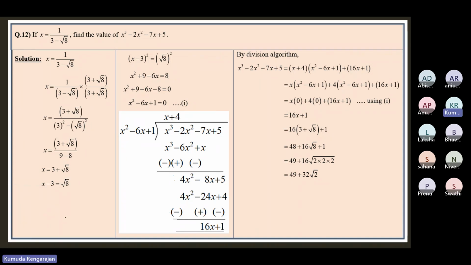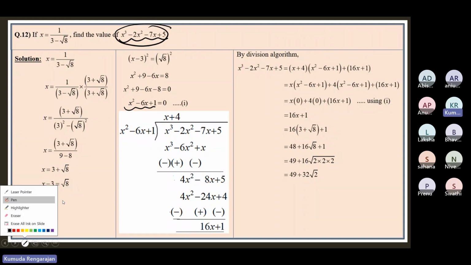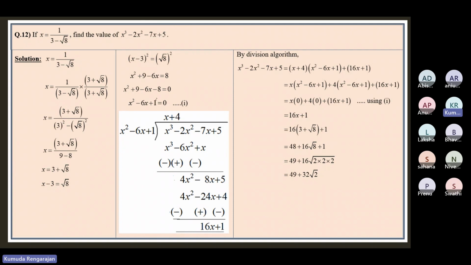Now what to do after this? You want to connect this one and this one through long division, so that you can use the division algorithm and find the value of this. So you're taking this one alone, not equal to 0, as the divisor. And this you take as the dividend, because power 3 is greater than power 2. So the greater one will be the dividend, the smaller one will be the divisor.